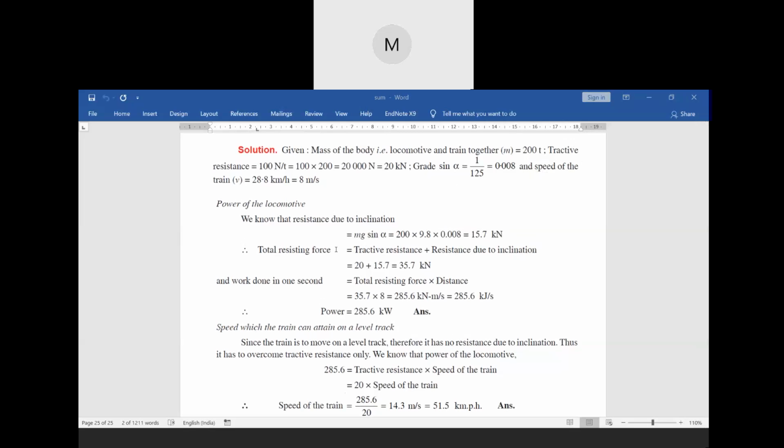So in the question, it is first given that the mass of the body, that is the locomotive and the train together. So you guys understand the thing that they are asked about. So the total mass of the body, that is the locomotive and the train, both combined together is what? 200 tons, as given in the question.